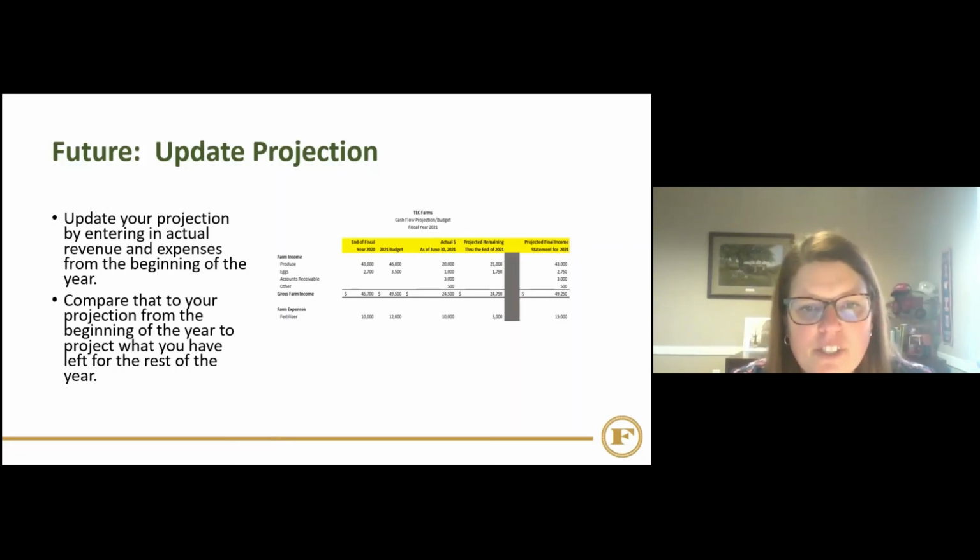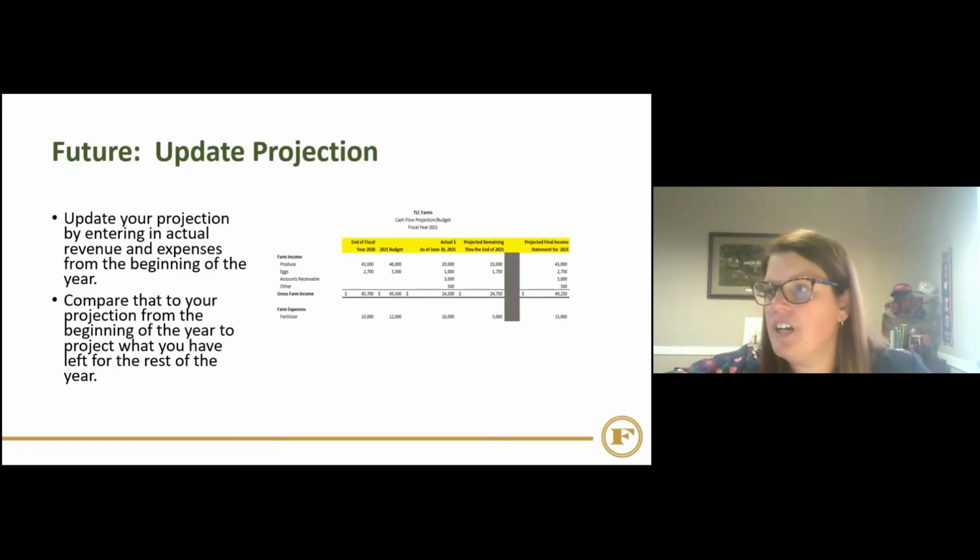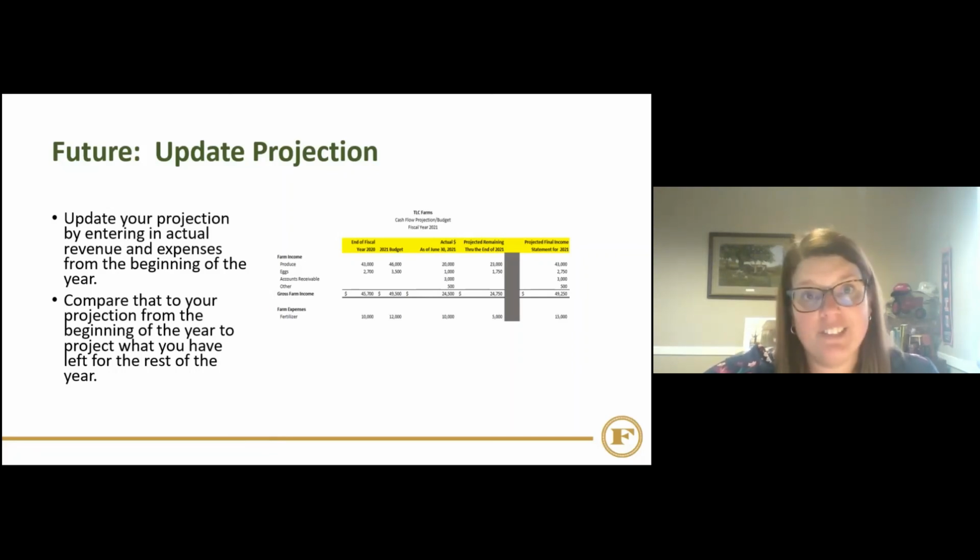That means they are projecting that by the end of the year they will have $15,000 worth of fertilizer expenses. If you look in the actual column, they've already spent $10,000. I'm sorry, they budgeted $12,000. They've already spent $10,000 by the end of June 30th, and they're projecting they're going to need another $5,000 to get them through the end of the year. So that $10,000 actual plus the $5,000 needed for the rest of the year is $15,000.